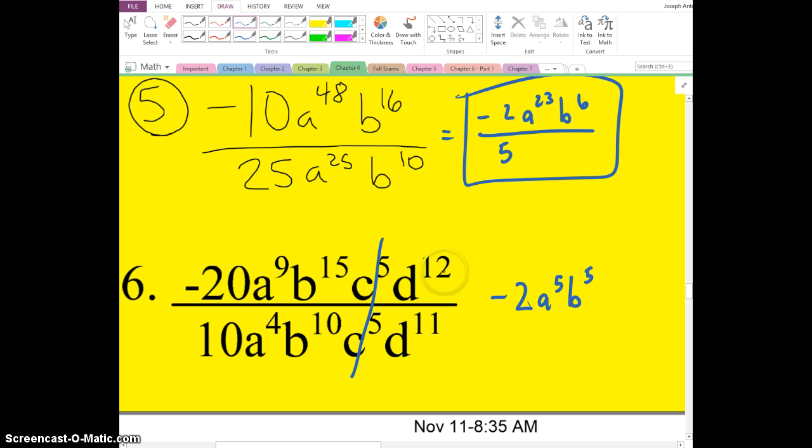Then you're going to say d to the 12th divided by d to the 11th, which is d to the 1st, or just d. So your final answer is going to be negative 2, a to the 5th, b to the 5th, d. And that's how you do the quotient rule.